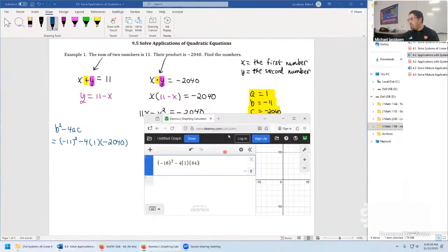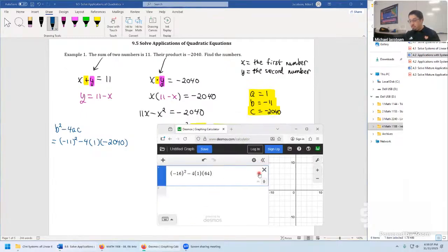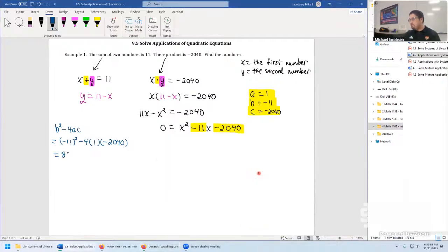Because the numbers are so large on this one, this is a good time to just drop it into a calculator. So this will become negative 11 to the power 2 minus 4 times 1 times negative 2040. And we get 8,281. So that's our discriminant. What we know for sure is that there are going to be two real solutions to this. And that makes sense. There's two numbers we're dealing with.